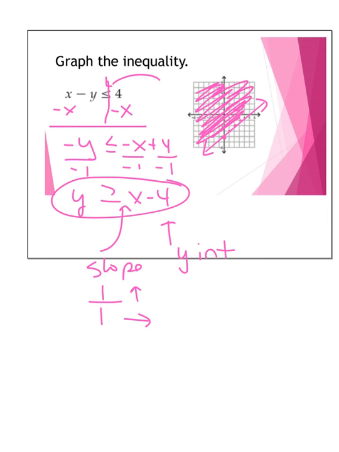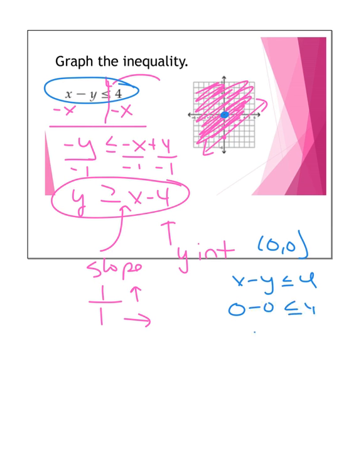Now another way, if I just want to double check to make sure I did that correctly, I can pick a point that's inside that shaded region, which is 0, 0, and that can be my test point. So I'm going to go back to my original inequality, and I'll substitute that in. So everywhere I see an x, I'm going to put a 0, same thing with the y.